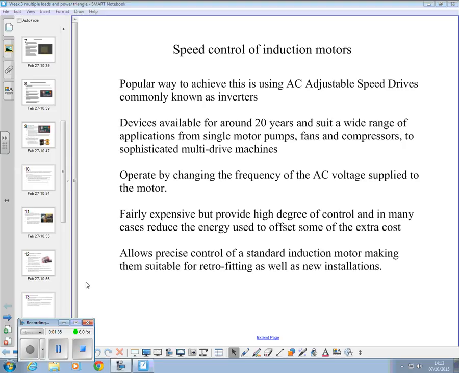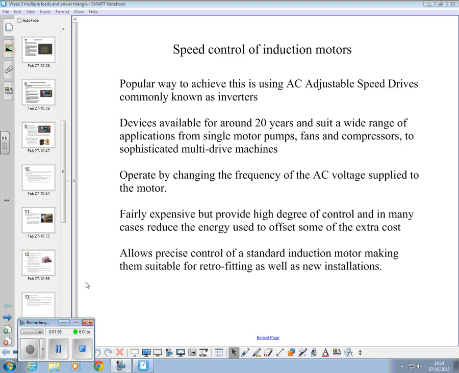So up front this week, we're going to look at the speed control of induction motors, then a brief intro to the assignment, and then some more stuff on calculations with power circuits towards the end of the session. And again, there's a tutorial worksheet for calculations.